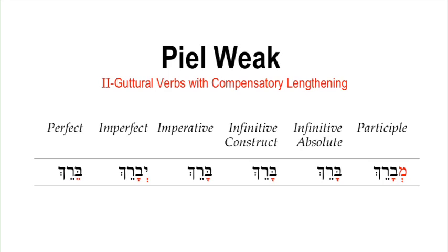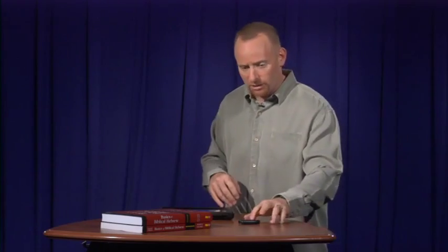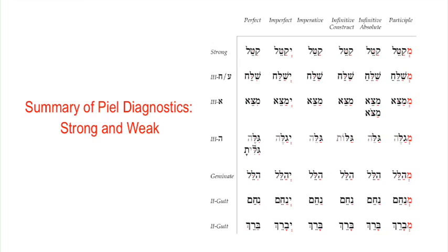So the Piel weak verb in the II guttural category with virtual doubling and compensatory lengthening is the only category of the weak verb in the Piel that will give you any trouble with identification. All of the other weak verbs maintain the strong verb diagnostics. They all maintain the strong verb diagnostics. So as we move to our final chart for this chapter, look at your screens with me. You will see the summary of Piel diagnostics for both strong and weak verbs.